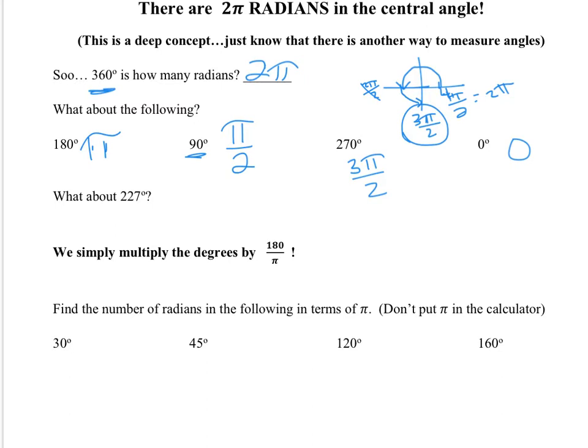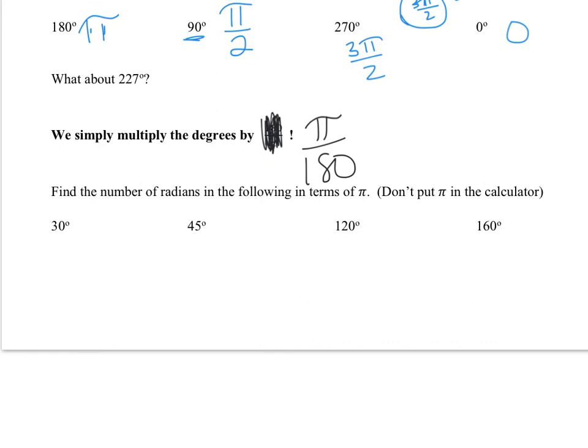But if you didn't understand the 2 pi, the 3 pi over 2 thing, that's fine. We have a way to convert, and this is where I made my first mistake, because I'm crazy. That is wrong. It should be the other way around. It's pi over 180. Whenever we want to convert any angle at all, we simply take the degrees and multiply it by pi over 180. That's it. Done. And then we have our radians. It's a nice little formula, and that's all you do.